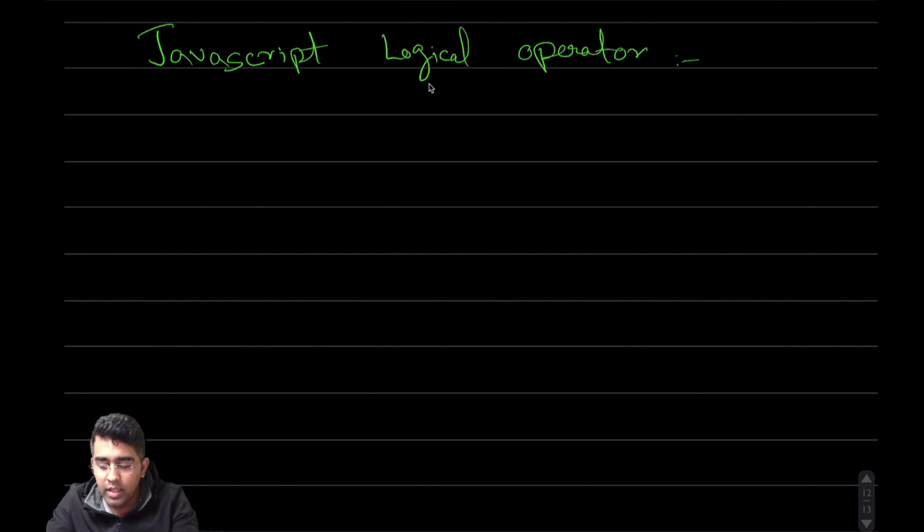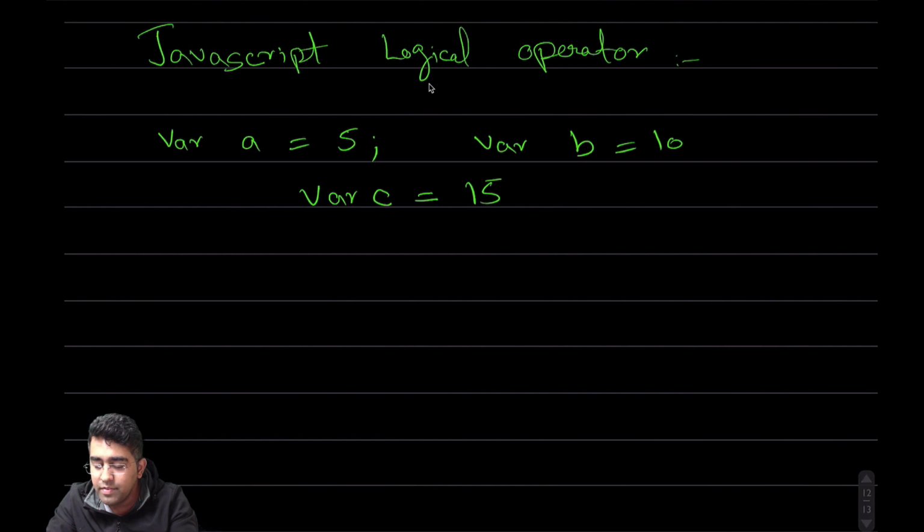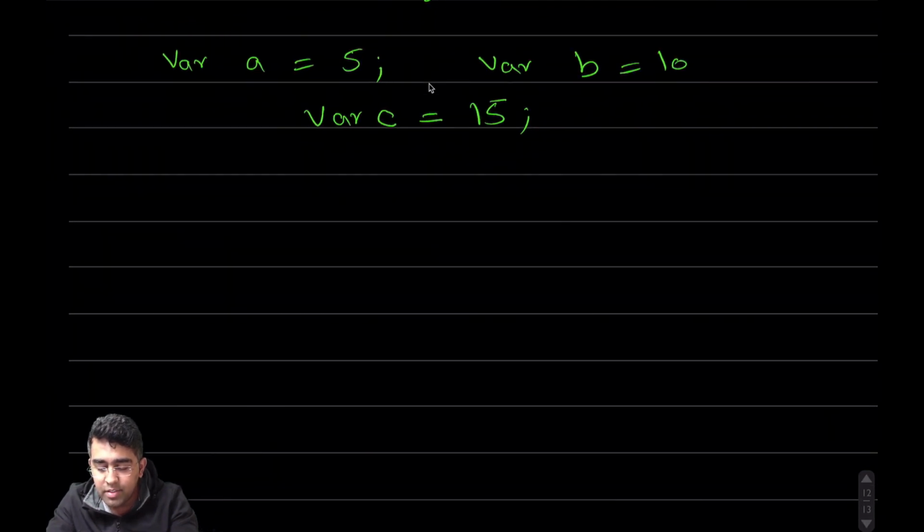So in the code, let's say I will define a variable A and I set that equal to 5, okay? I'll define a variable B and I set that equal to, let's just say 10. And then we have another variable C and I set that equal to 15. Now we write an if condition, so I'll say if, and now I want to check multiple conditions, okay? So what if we want to check that if A is greater than B and B is greater than C, then do this. Or C is greater than B and B is greater than A, then do this. So we can do that by using a logical operator.